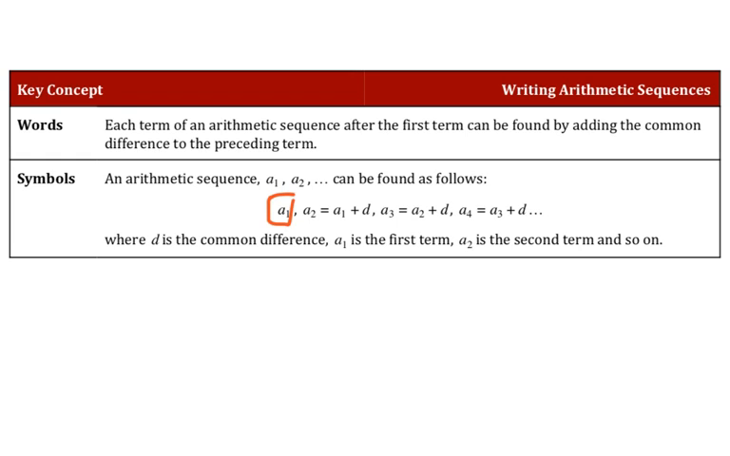Here's a sub 1. That's the first guy. I can find the second guy by taking a sub 1 and adding d. I can find the third guy by taking a sub 2 and adding d. The fourth guy by taking a sub 3 and adding d, where d is the common difference. A sub 1 is the first term, a sub 2 is the second term, and so on.